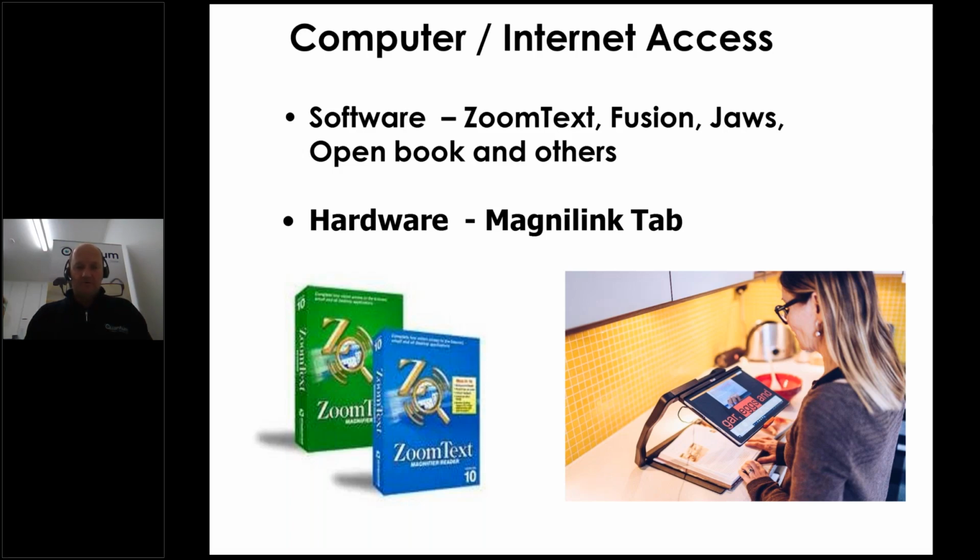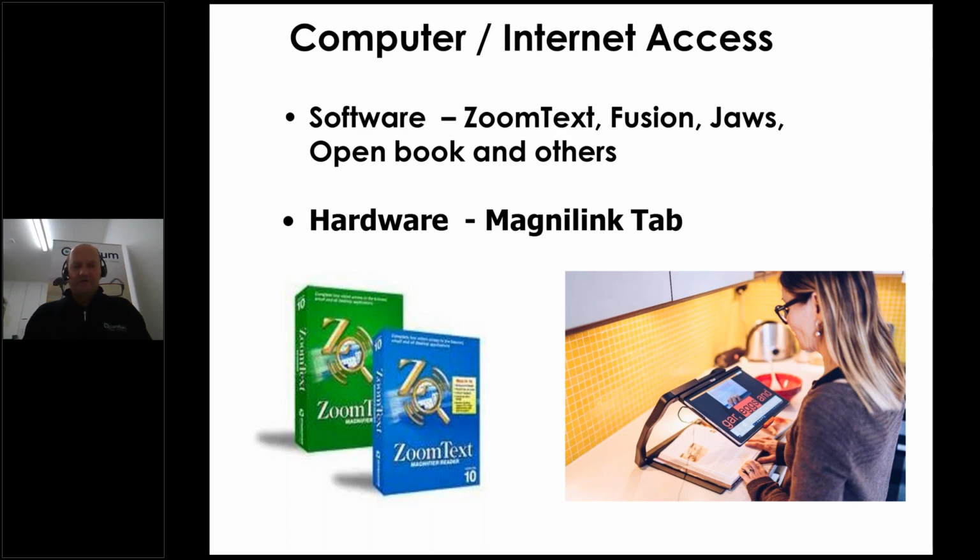There's also OpenBook, and OpenBook with a Pearl camera will take the picture of a page and put that onto the person's computer so that they can then enhance the colors and save the text and manipulate the text once it's on their computer.